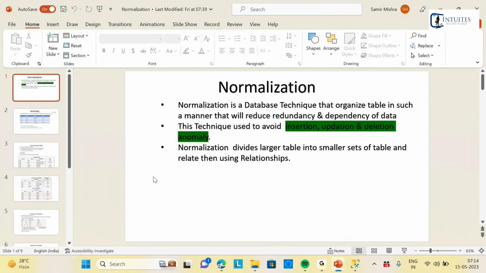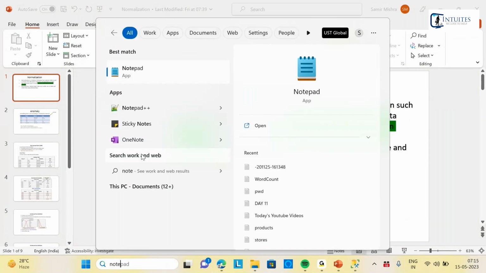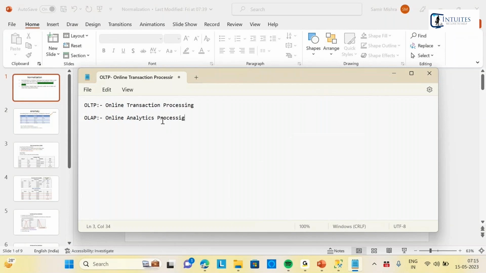When you are talking about normalization, in real time there are two kinds of systems: the OLTP system and the OLAP system. OLTP is online transaction processing, and OLAP is online analytical processing. Let me give you a brief on what exactly these two systems are all about.